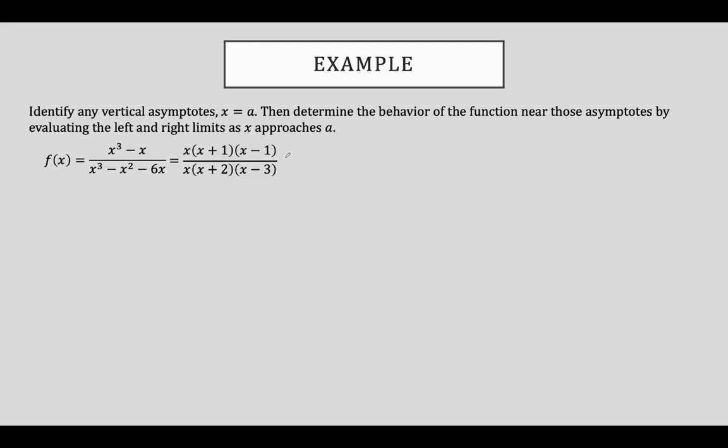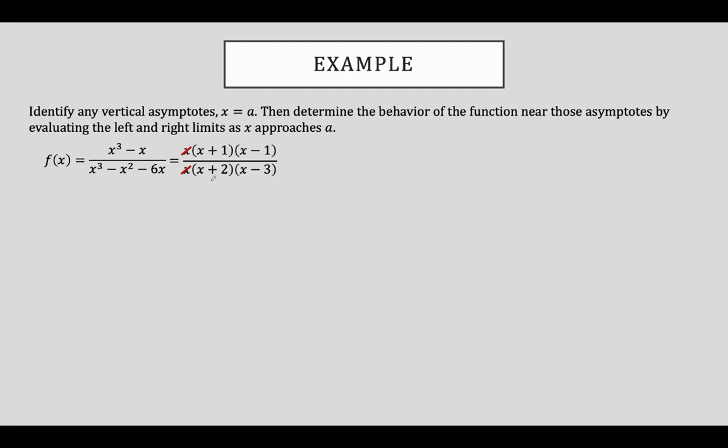This factors into x times x plus 1 times x minus 1 divided by x times x plus 2 times x minus 3. Next, cross out any common factors. Well, our common factor between our numerator and denominator is an x. We have an x and an x. We can cross those out. Okay, x equals 0 makes this function undefined. That's going to result in a hole in the graph.